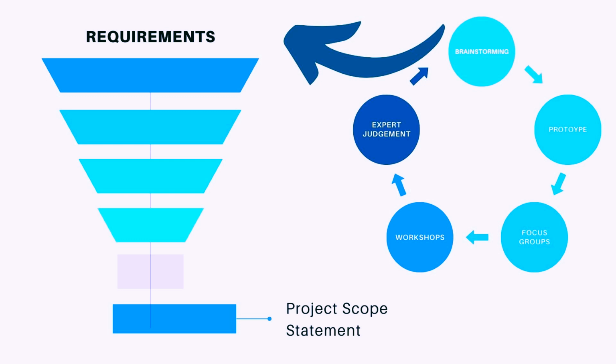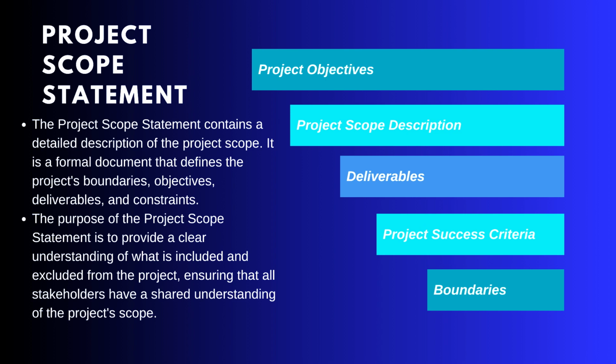As you know, there would be many kinds of requirements, such as functional, non-functional, technical, solution-based, and so on. These requirements are filtered, and you get project scope statement. Now let's understand what project scope statement is. The project scope statement contains a detailed description of the project scope. It is a formal document that defines the project's boundaries, objectives, deliverables, and constraints. The purpose of the project scope statement is to provide a clear understanding of what is included and excluded from the project, ensuring that all stakeholders have a shared understanding of the project's scope.